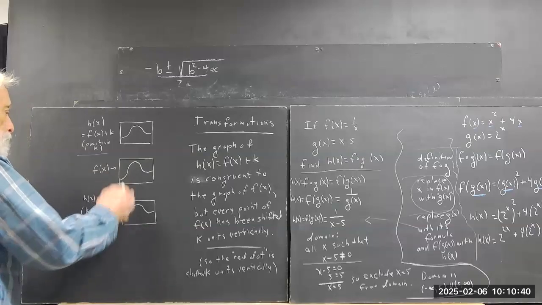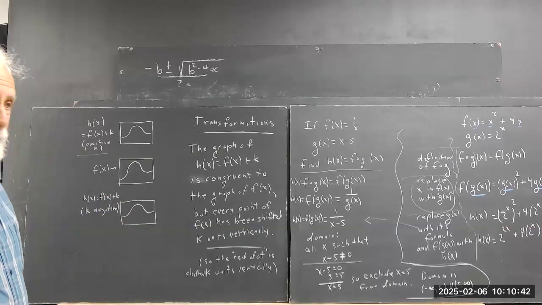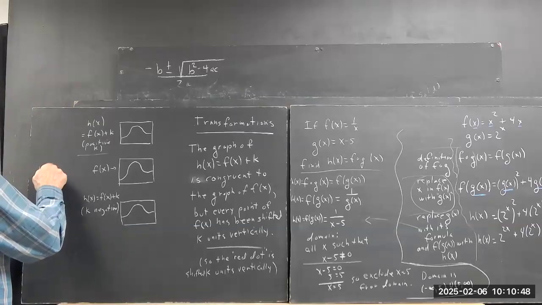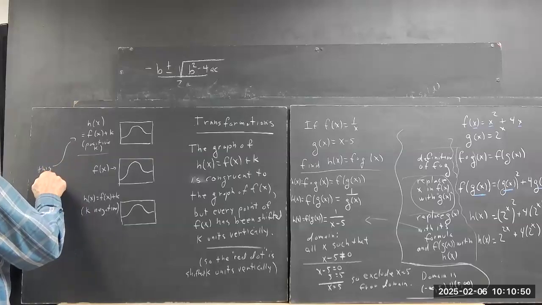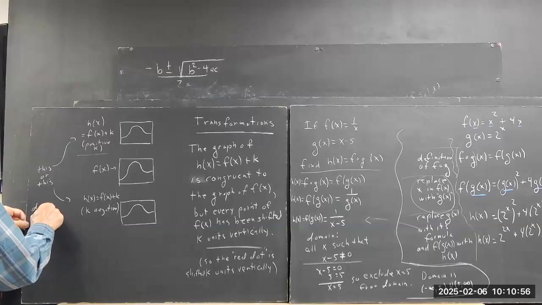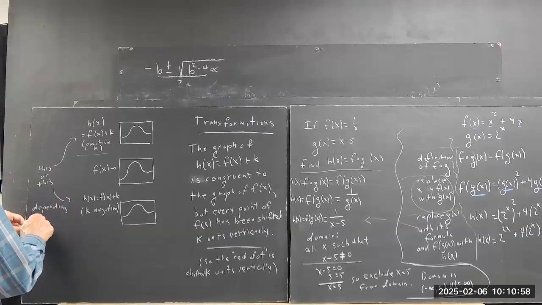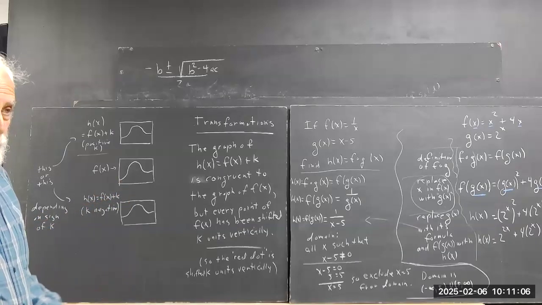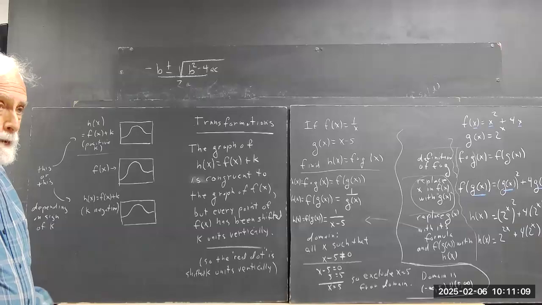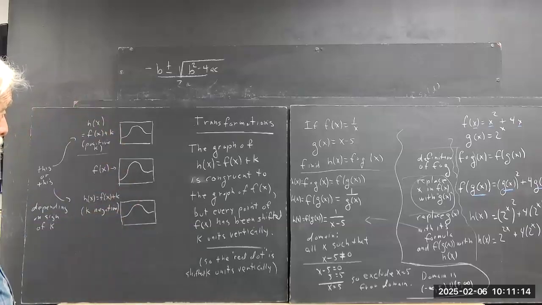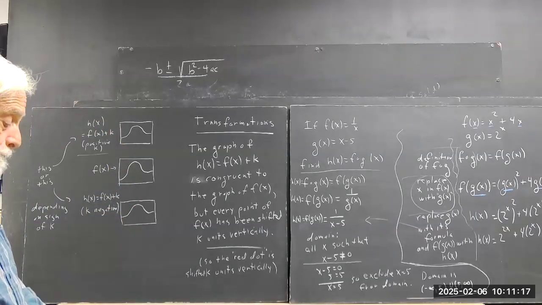And if k is negative, it's going to be down here. Okay. It's going to be this or this, depending on the sign of k. It's a positive sign or negative sign. That makes sense? Okay, well, it's kind of an easy rule.